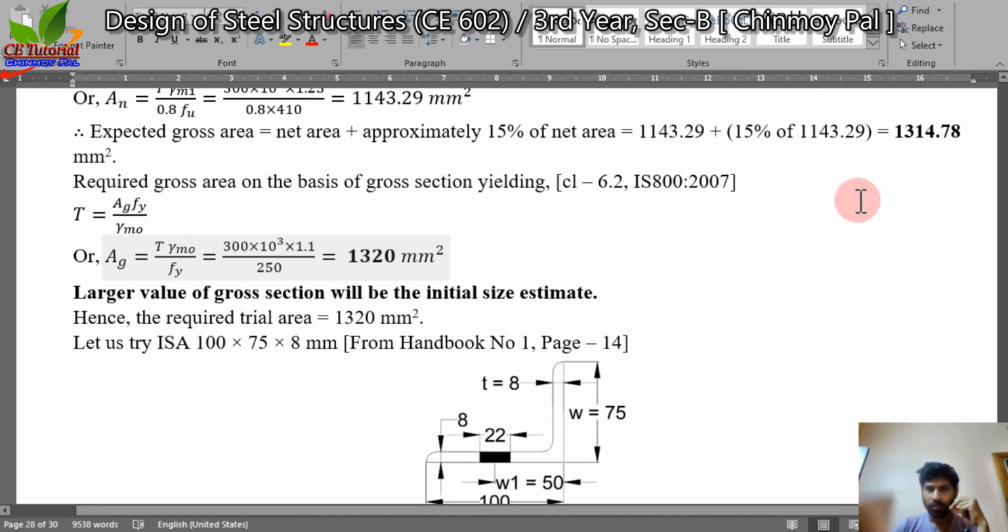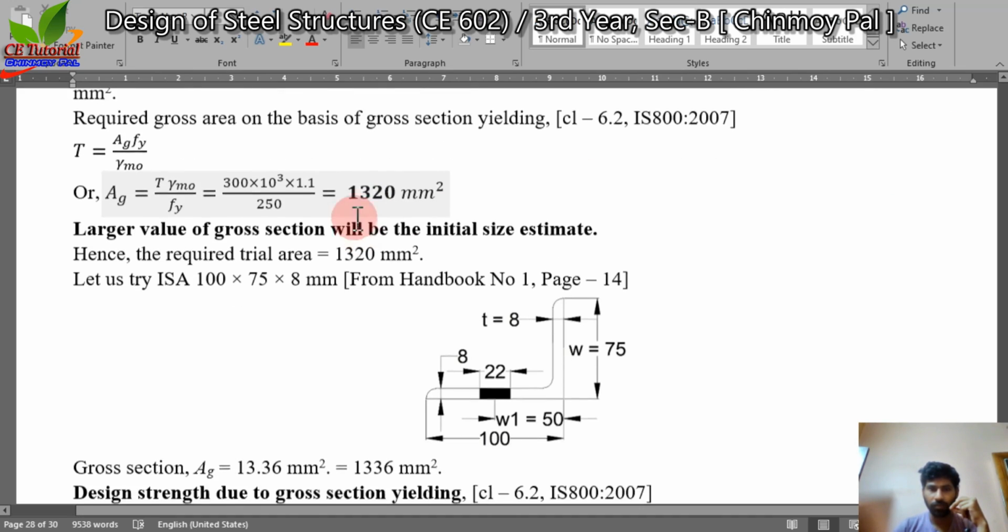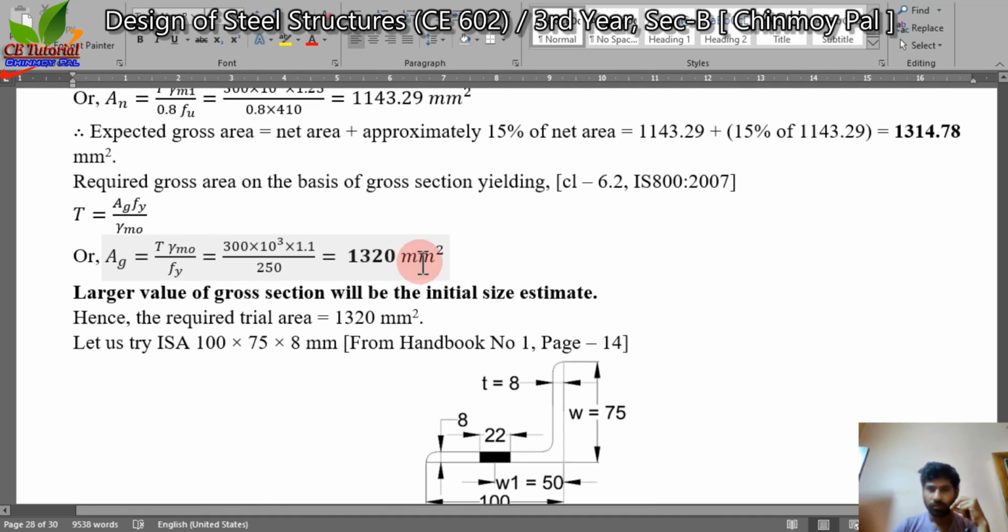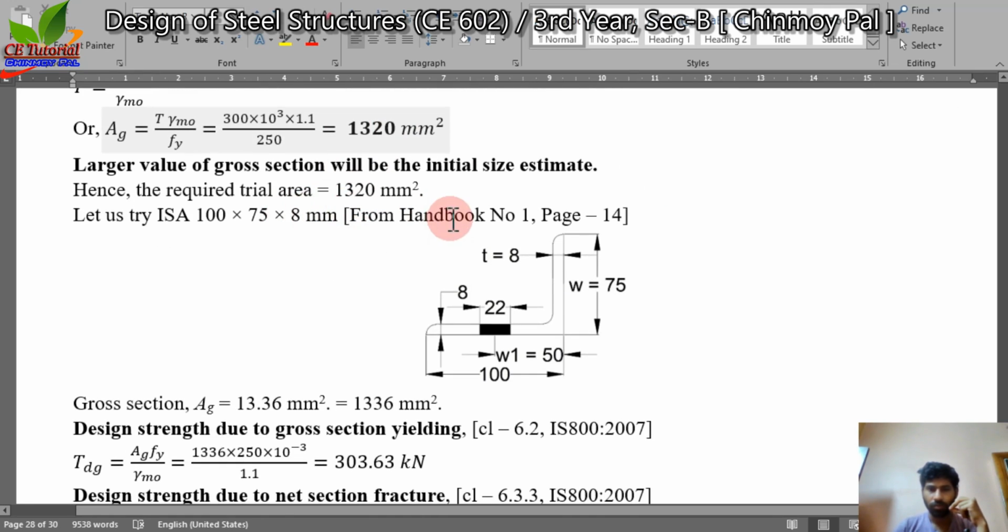So the larger value of these two values, 1314.78 and 1320, the larger value is 1320. That means we have to consider this sectional area. And now go to the handbook and choose the approximate cross sectional area, which is equal to or greater than this value but should not be less than this value.